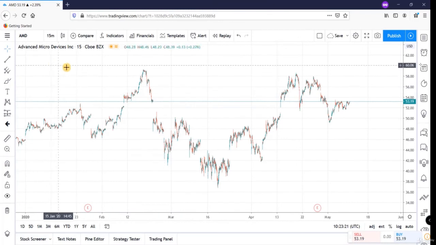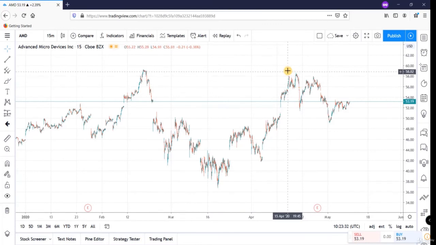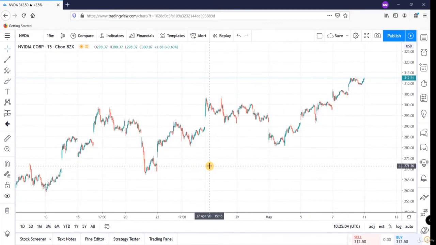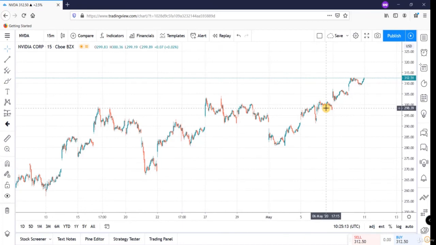Now this is the 15-minute chart of AMD and on this chart you can see from here to here prices were in downtrend. And from this point to this point prices are in uptrend and again prices are going in downward direction. This is the 15-minute chart of Nvidia and on this chart you can see prices are going in upward direction. So the current trend is uptrend. So in this way we can find out the current trend on different charts for different trading perspective.